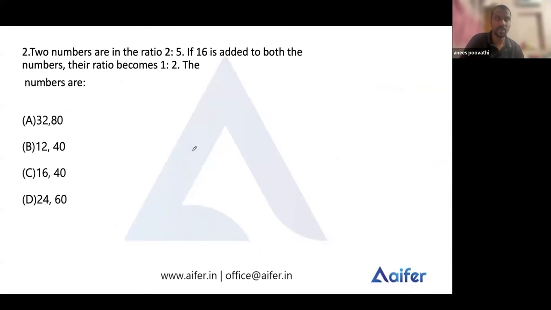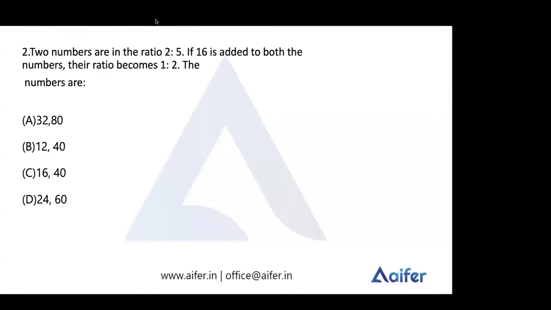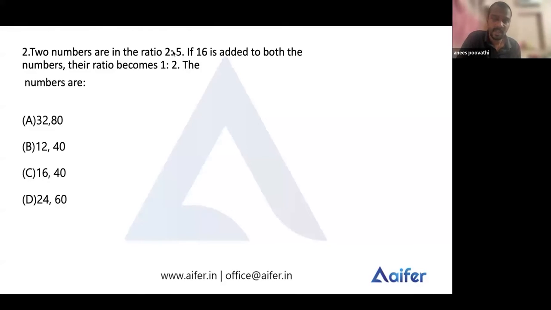Yeah, this is a question. Try to do it. Two numbers are in the ratio 2:5. If 16 is added to both numbers, the ratio becomes 1:2. Try to do the question. If you have any doubt regarding the previous question, you can post it in the chat box. Okay, try to give the answers. You can use the same method, the same way we'll do this particular question.